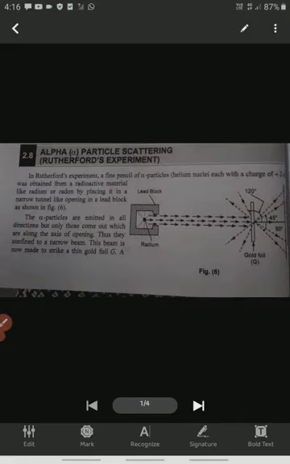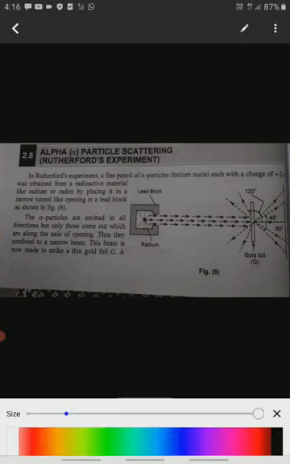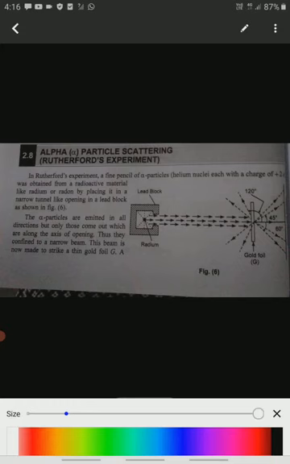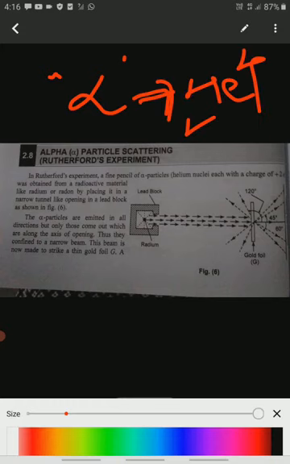Good evening, students. Today our topic is alpha particle scattering, the Rutherford experiment. First of all, we'll discuss the theoretical explanation of the Rutherford experiment or alpha particle scattering. First we should know the meaning of alpha particle. An alpha particle is represented as helium-4 (He-2,4), and we call this helium particle an alpha particle.